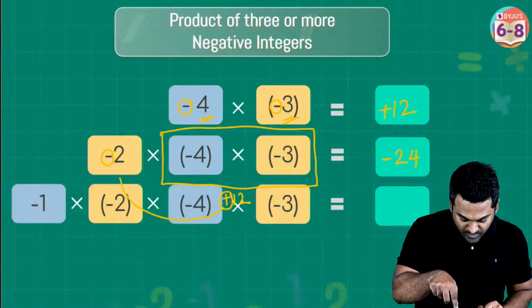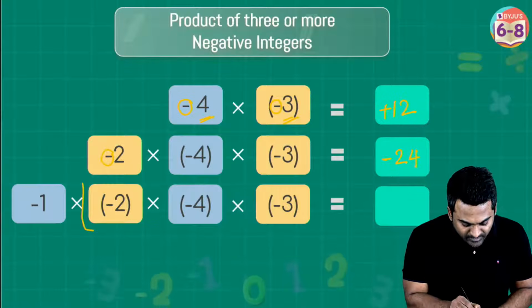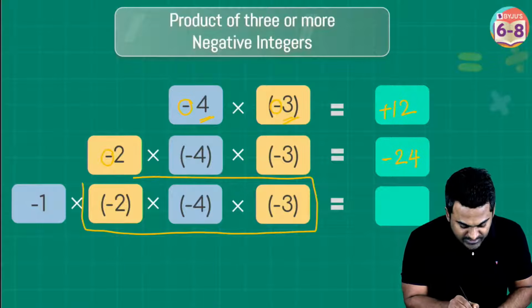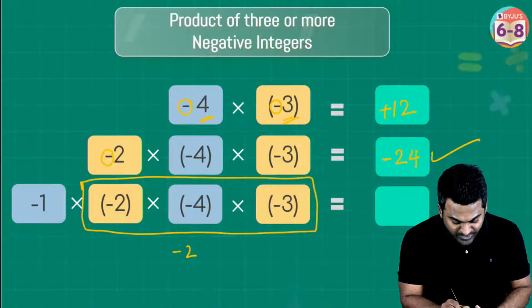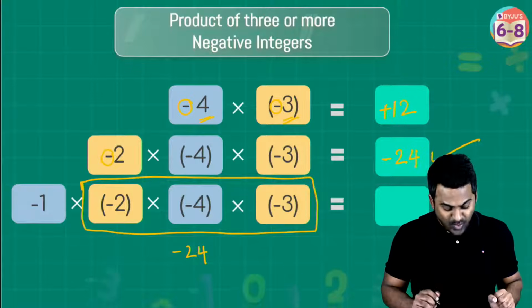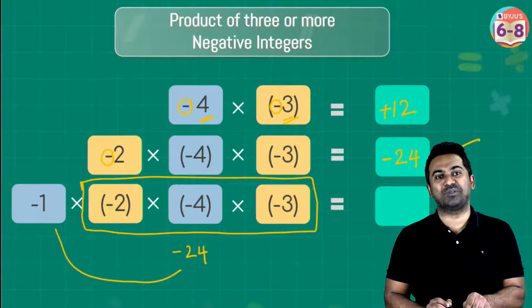Let me just rub this part out. Okay, now you have seen that we have done the multiplication for these three right here. And what was the answer there? The answer that we got was minus 24. Awesome. So now it simply boils down to multiplying these two, right? Minus 1 multiplied with minus 24.